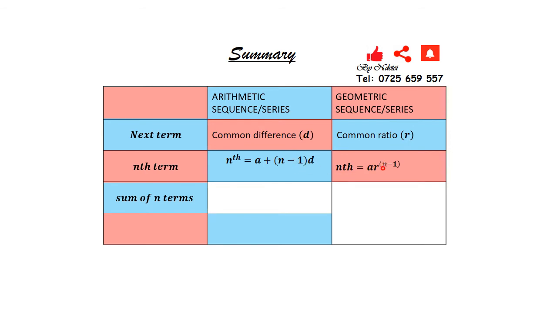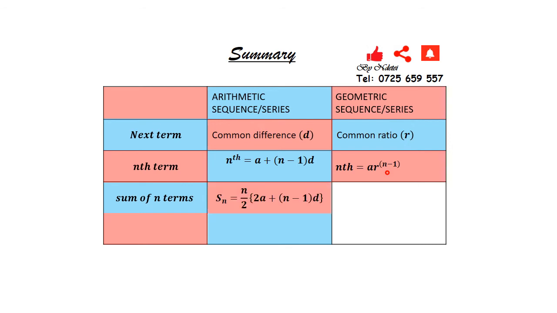On the other hand, when we're dealing with questions that have to do with a geometric sequence, the nth term is given by a times r raised to n minus 1, where a is the first term, r is the common ratio, and n minus 1 is the power of r, where n is the number of terms also.